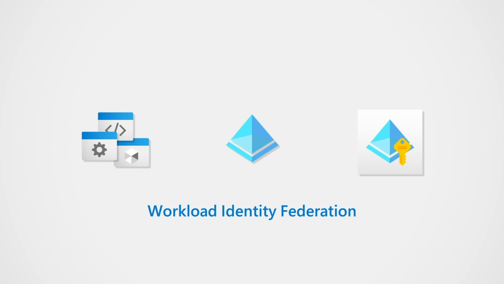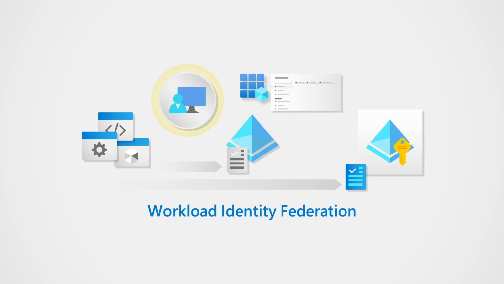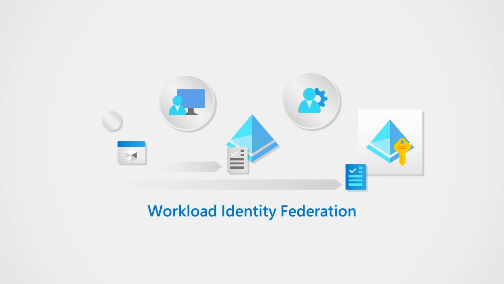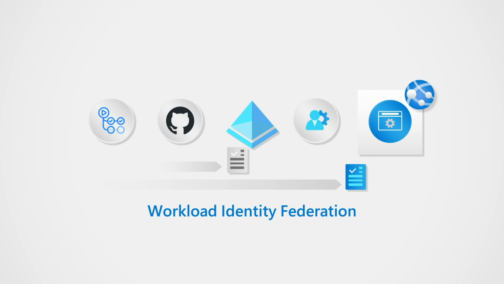Workload Identity Federation allows you to access Azure Active Directory, Azure AD protected resources without needing to manage secrets. You can configure an Azure AD app registration to trust an external identity provider such as GitHub, Google Cloud, or Kubernetes, so your external software can access the resources to which the app registration has been granted access. Let's see how it works with a GitHub Action workflow deploying a web app to Azure App Service.